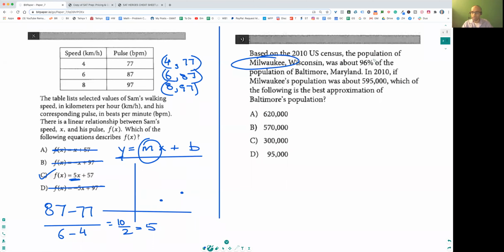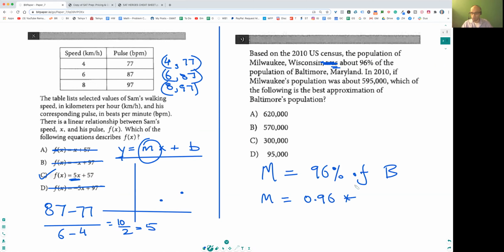This guy is 96% of Baltimore, right? So what are they saying? Milwaukee is 96% of the population of Baltimore, right? 96% of B here. So how do you write it? Milwaukee is equal to 0.96 of means multiply. 96% is 0.96, decimal times B, right?